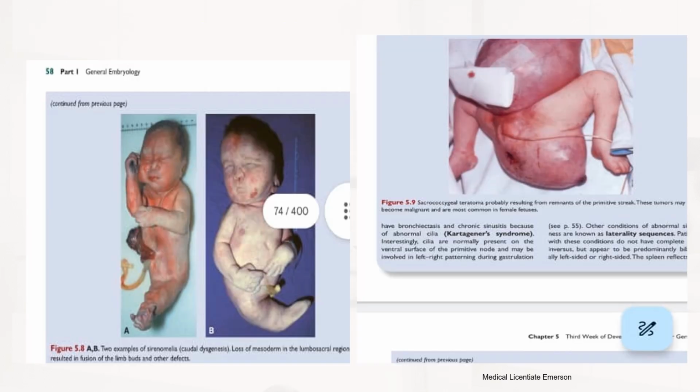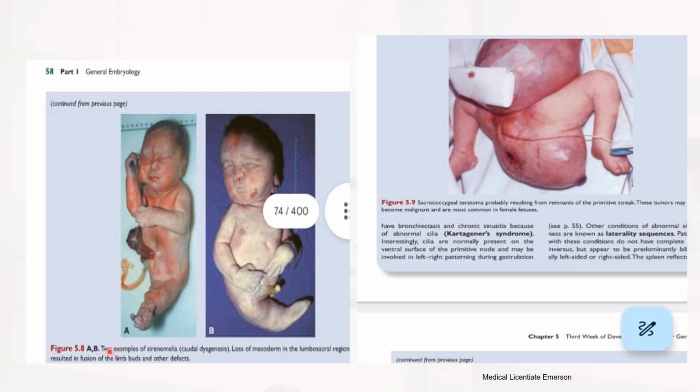Okay. And then you also have other abnormalities. Of course, this one is still a sacrococcygeal teratoma, probably resulting from the remnants of the primitive streak. These are some of the things we are talking about. Then we also have other conditions such as these ones.